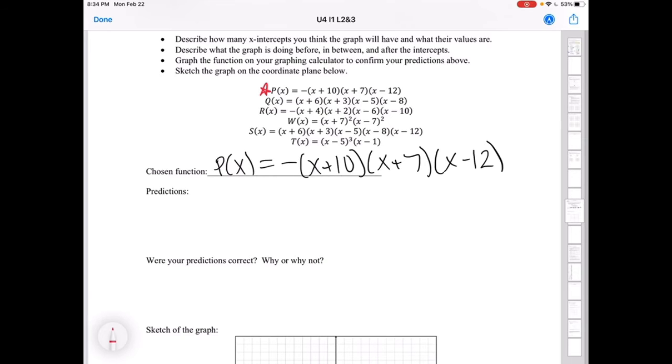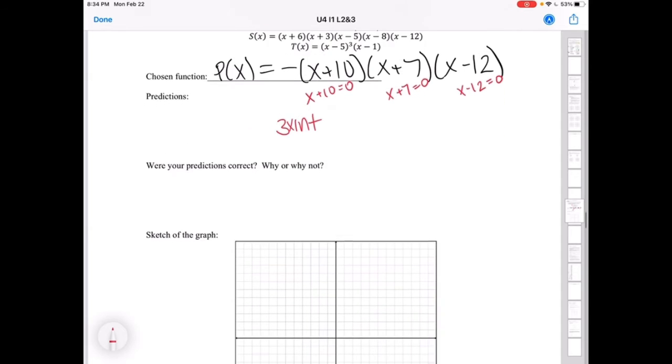So it's asking me to make predictions on how many roots there will be. And I know that I can take each root and set it equal to 0, to solve for the x-intercept. So I know that I'm going to have 3 x-intersections.